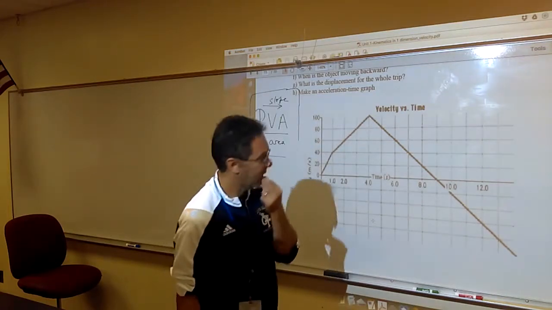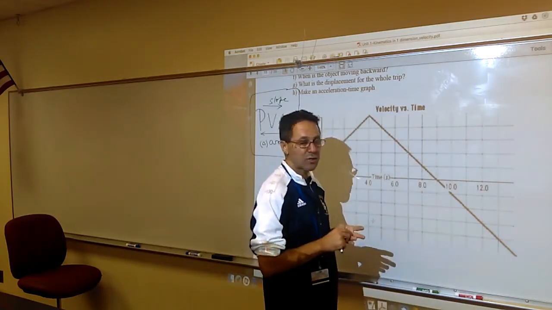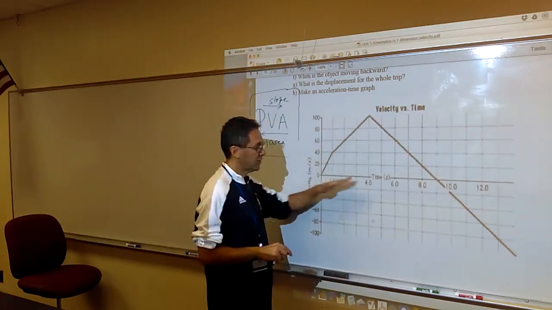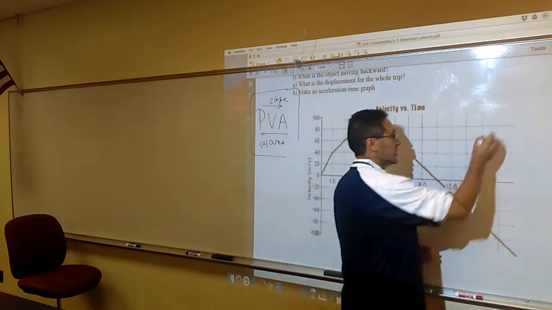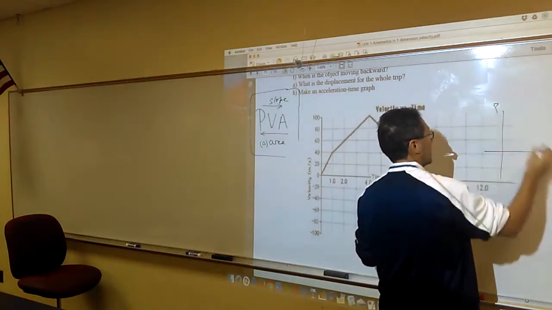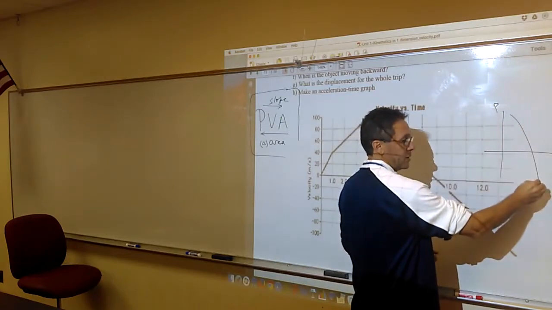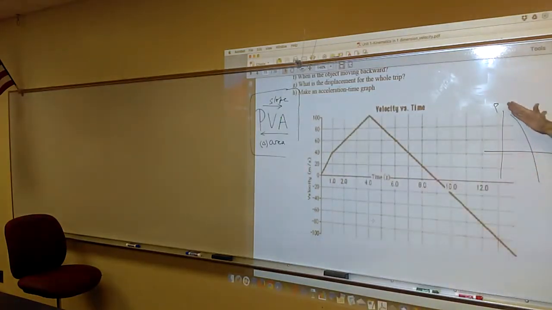When is the object moving backwards? This is basically just another way of saying when is the object moving in the negative direction. Well, in a velocity time graph, you're moving in the negative direction if you happen to be below the time axis. In a position time graph, you will be going in the negative direction if your position drops in time, or if the slope of the tangent is always negative.